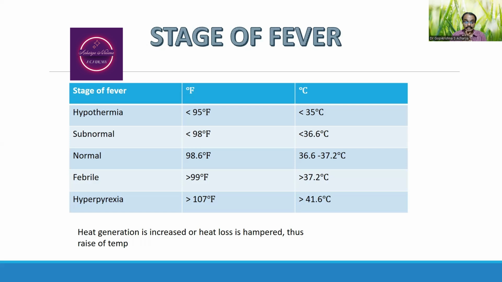The raised temperature, as we have discussed earlier, happens because of two reasons. One is increased heat production, or otherwise reduced heat loss from the body. Heat loss can happen through the urine, through the sweat, and through the breath. These are the three areas where the loss of temperature is possible.